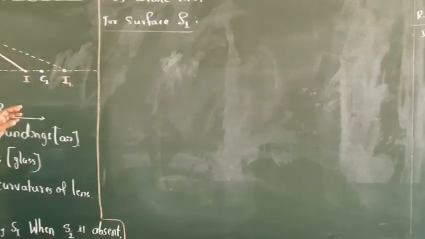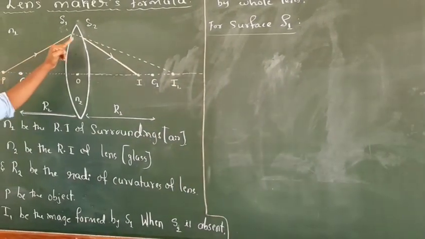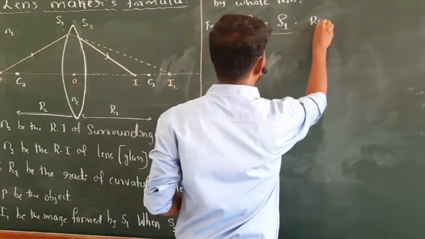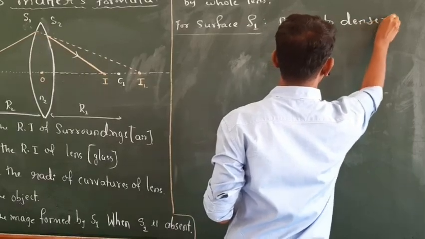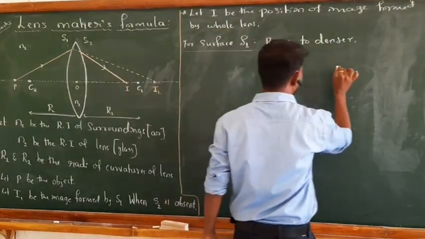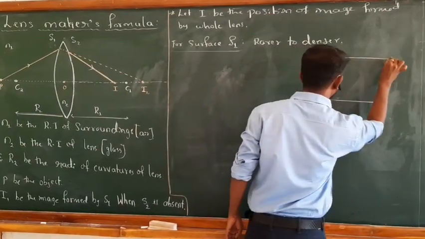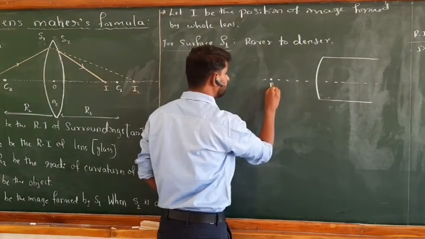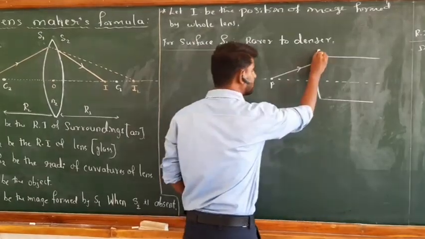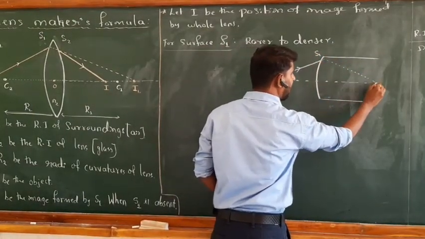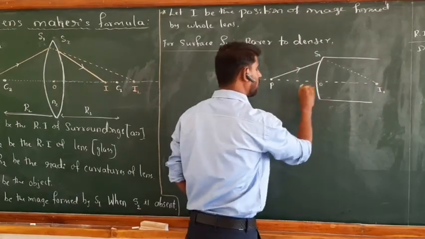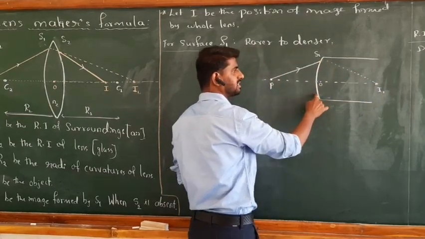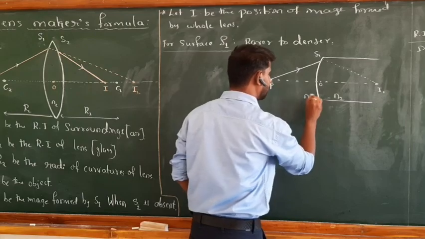In our diagram, a ray is incident from rarer medium to denser medium. Rarer to denser. Okay, so I will draw a rough diagram here. It seems like this. If there is the absence of the second surface, this is the point object P, and a ray is incident on the surface S1. As a result, there is refraction, and finally the image forms here. I call this I1 and this is O, the optic center. This is the object, and this is the image formed by the first surface S1. This is the glass medium N2, this is the air medium N1.